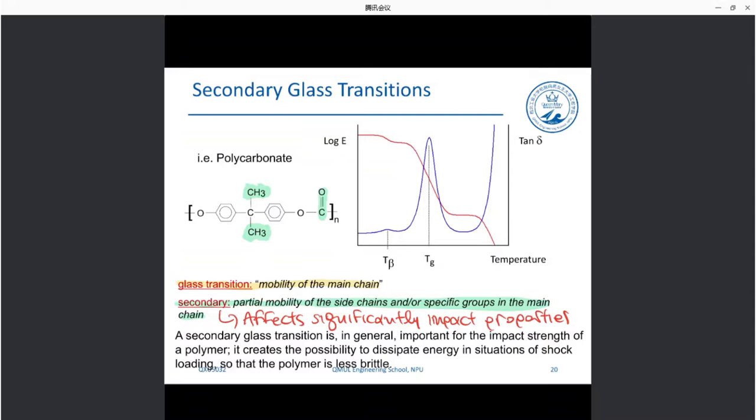Because the secondary glass transition has to do with the possibility of a polymer to dissipate energy under shock, okay? Shock loading, very fast loading, like that. How do we measure and how do we see a secondary glass transition in a modulus versus temperature graph? That's modulus versus temperature. A secondary glass transition can be seen by a small, let's say, shoulder here, where we have a small dip in the modulus.